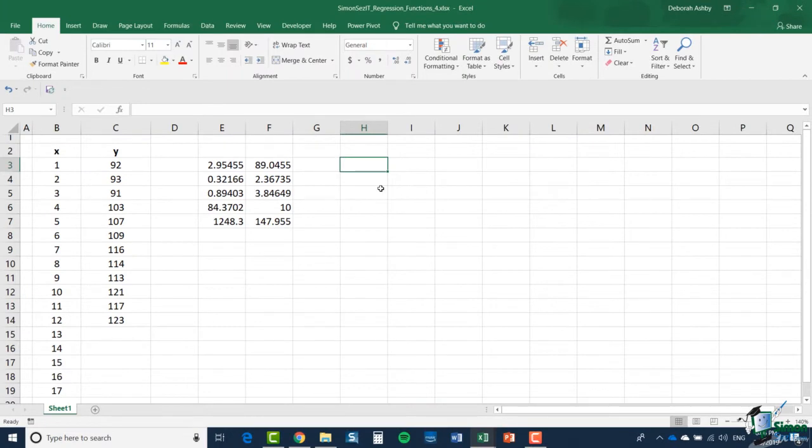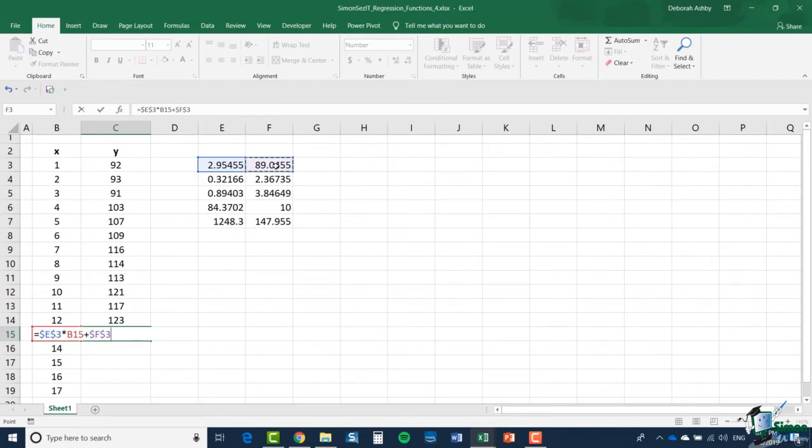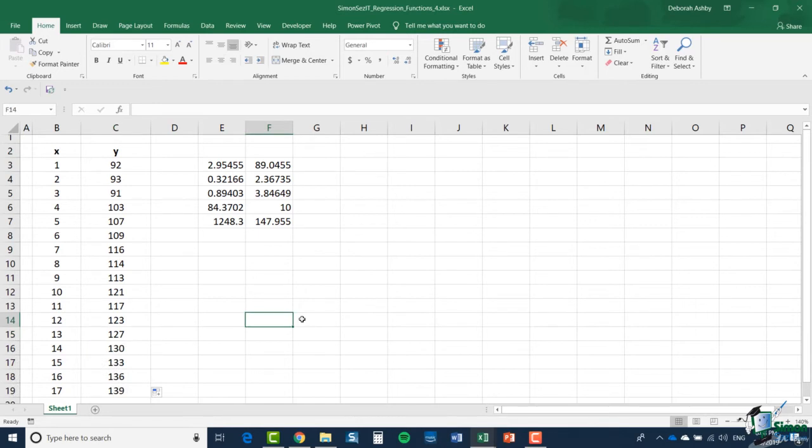Now, the first thing to note is that E3 and F3 hold the slope and the intercept. So if all I want to do is to predict the value of y when x is 13, I can use one of the methods that I showed you in the preceding section. And fill down. And once again, the same values have been predicted, but what's particularly helpful and useful here are the other values, the ones in the range E4 to F7.